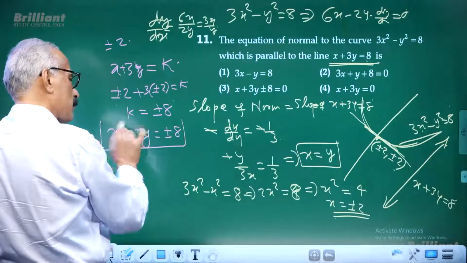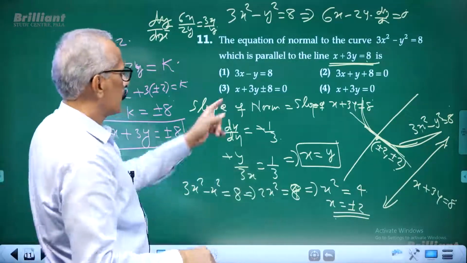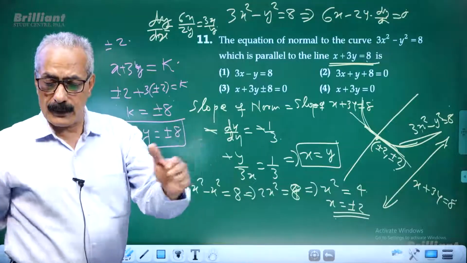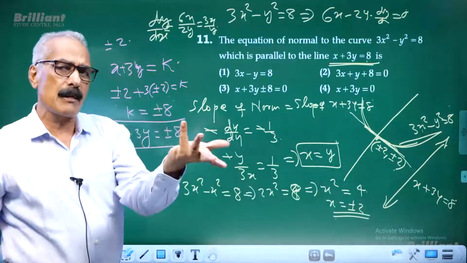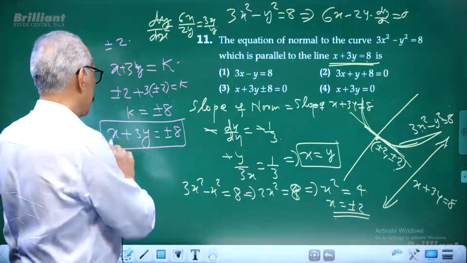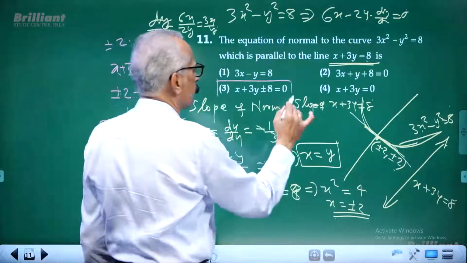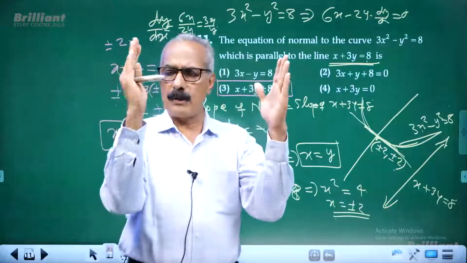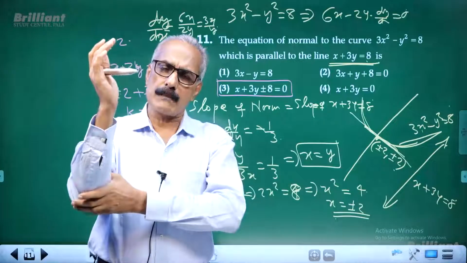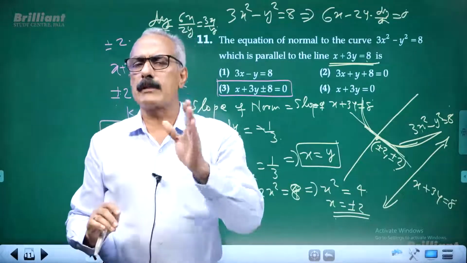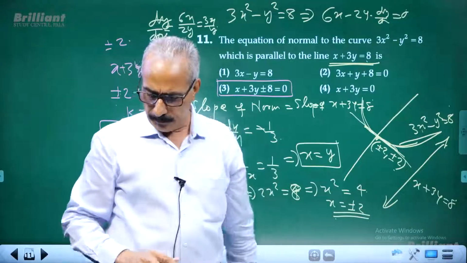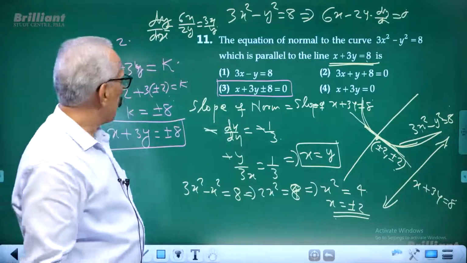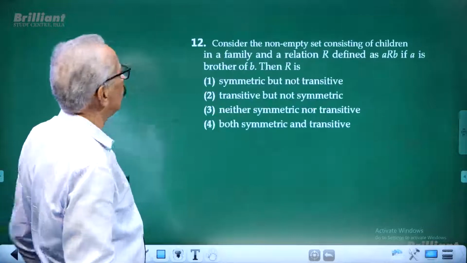So your answer will be x plus 3y equal to plus or minus 8. You can transfer plus or minus 8 to the left side also; plus or minus is transferred to the other side as minus or plus, and we say plus or minus. Therefore, x plus 3y. So the normal is parallel to this line. Any line parallel to ax plus by plus c equal to 0 is ax plus by equal to k. So that is your answer. 3 is your answer. On to the next question.